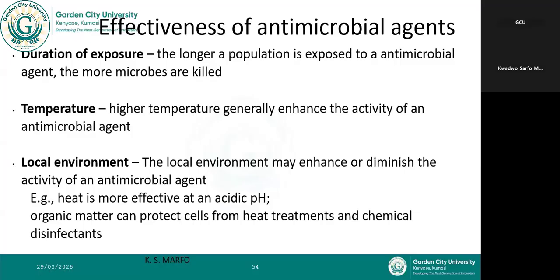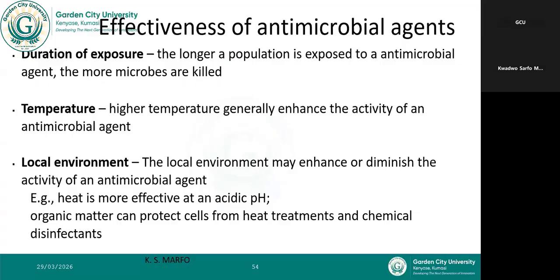The time is also important for the effectiveness of the action of these antimicrobial agents. And as you recall, high temperature also enhances the activity of chemical reactions. And the environment within which these antimicrobial agents are working should also be considered. Is it acidic or alkaline environment? So heat in an acidic environment will enable the antimicrobial agent to be more effective than in the alkaline environment.